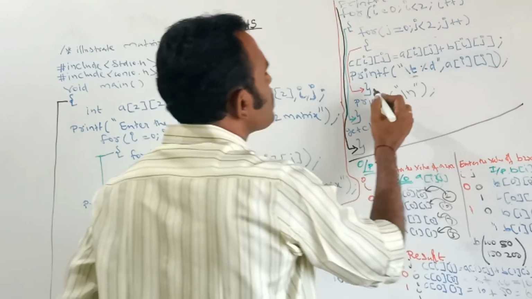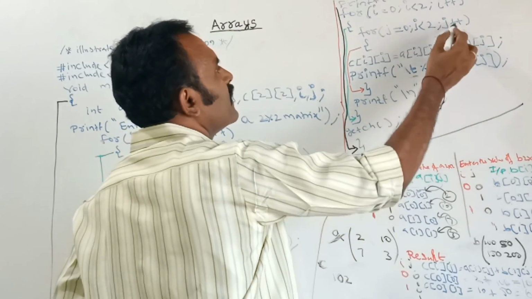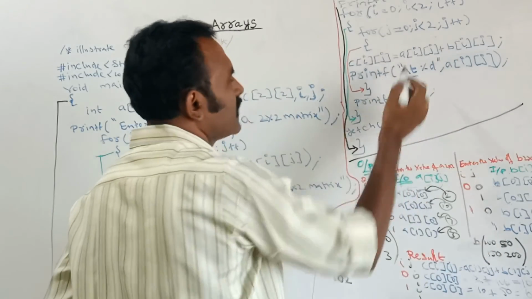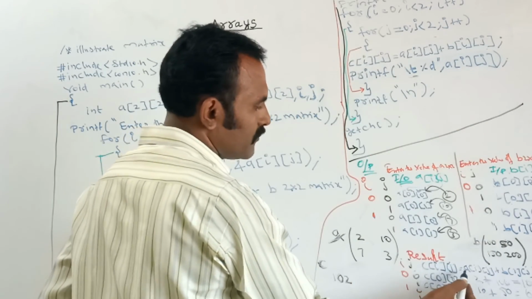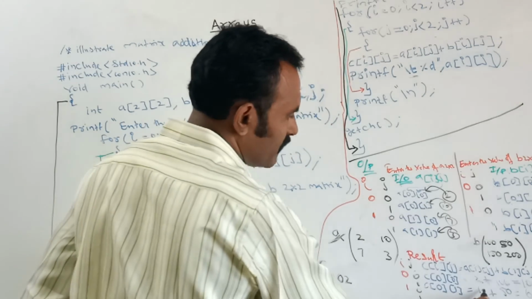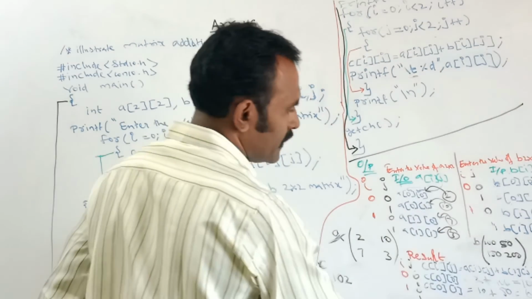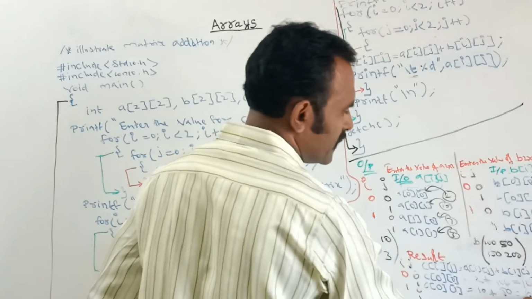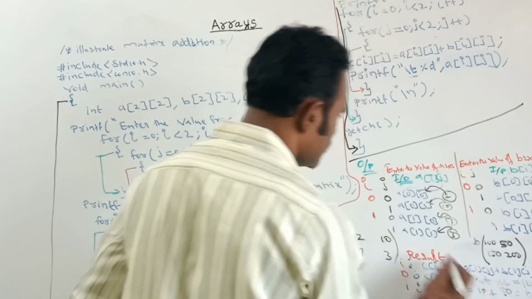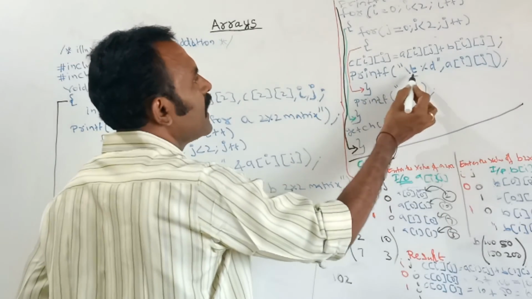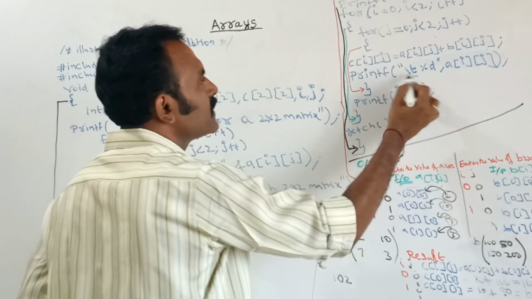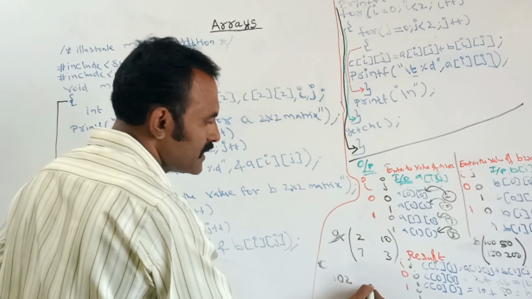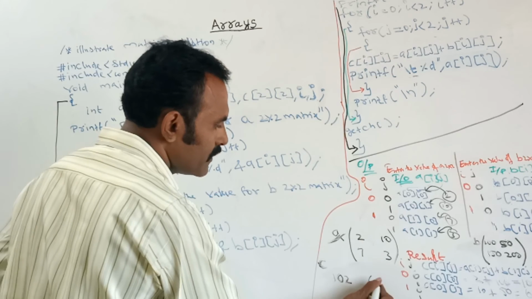And again in the inner loop, the j value will be incremented to how much? 1. After that, 0th row first column, what is the value of a? 10. Next, 0th row first column, the value of b, how much? Here 50. So 10 plus 50, 60. So next the 60 will be printed again. Here it will leave one tab space, and after leaving the tab space, the 60 will be printed.